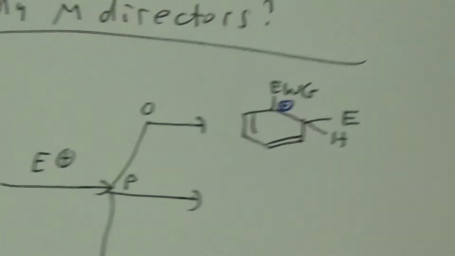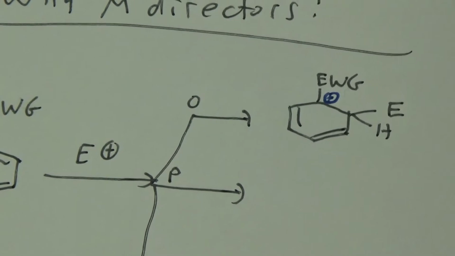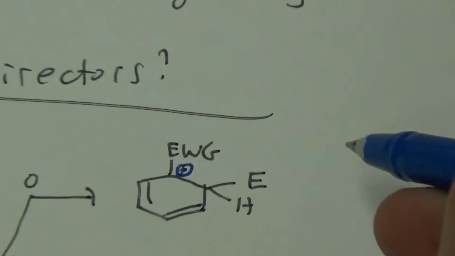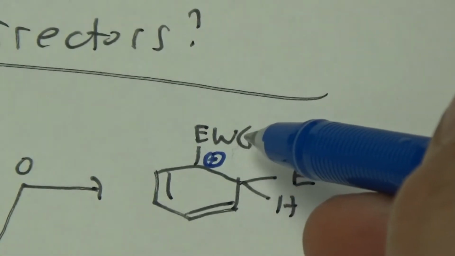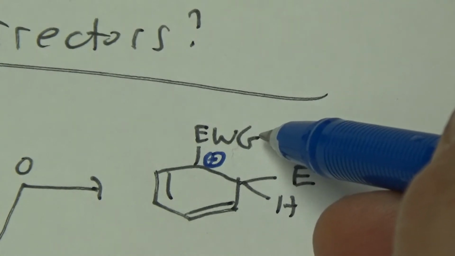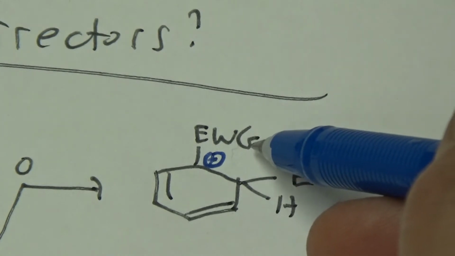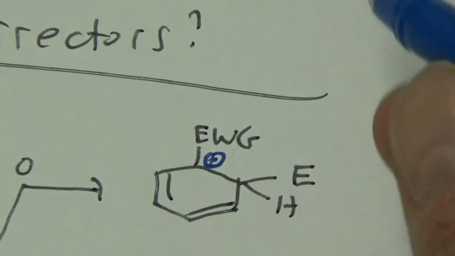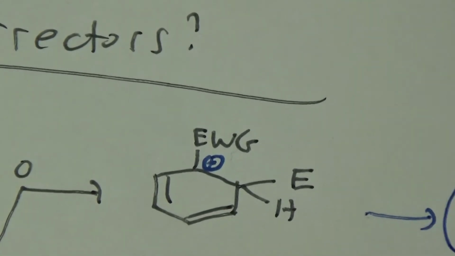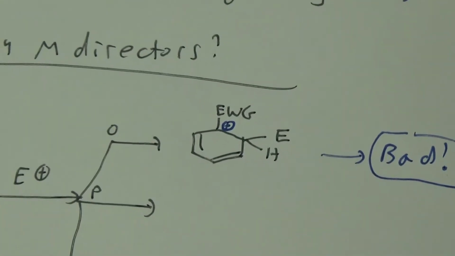Not on the EWG, it's on the aromatic carbon, right? So, is this happy or not? You have a positive charge directly next to something that's really trying to pull electrons. It's like pulling and pulling, and you're giving it nothing. It's like a black hole, right? So this is pulling, and there's nothing to pull. So what do we say? It's bad. So it's not going to happen. You're not going to get ortho direction with an electron withdrawing group.